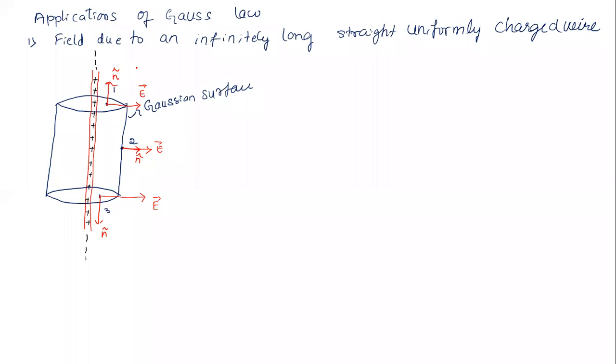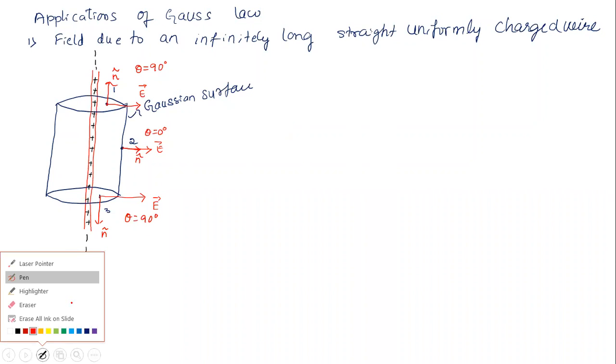Now at these 3 locations, what is theta, the angle between the electric field and the area vector? Here it is 90 degrees. Here theta is 0 degrees between these two, and here theta is again 90 degrees. So this is clear to all of you now.